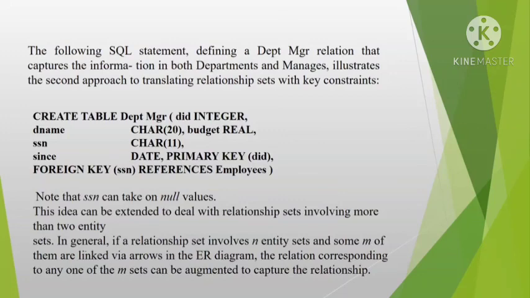The idea can be extended to deal with relationship sets involving more than two entity sets. In general, if a relationship set involves n entity sets and m of them are linked via arrows in the ER diagram, the relation corresponding to any one of these m can be augmented to capture the relationship.